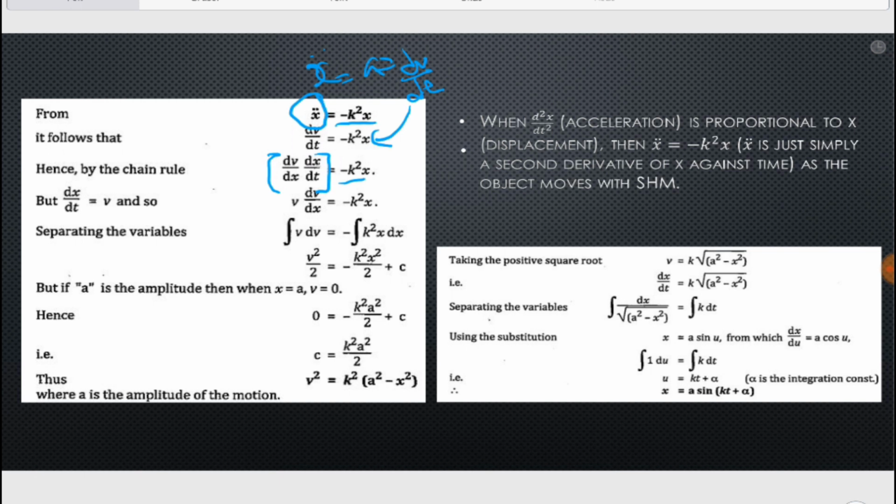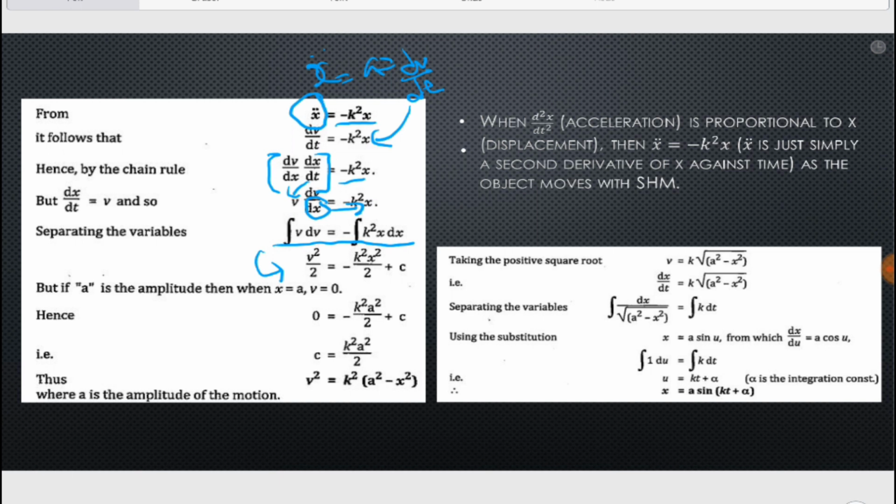And you can see that dx/dt is simply just velocity, because if you differentiate x over time, you get velocity. So you get v dv/dx equals negative k squared x. By throwing the dx over this side, you can basically integrate this. You integrate v dv equivalent to negative integral of k squared x dx. If you integrate that, you will get v squared over 2 equals negative k squared x squared over 2 plus c.